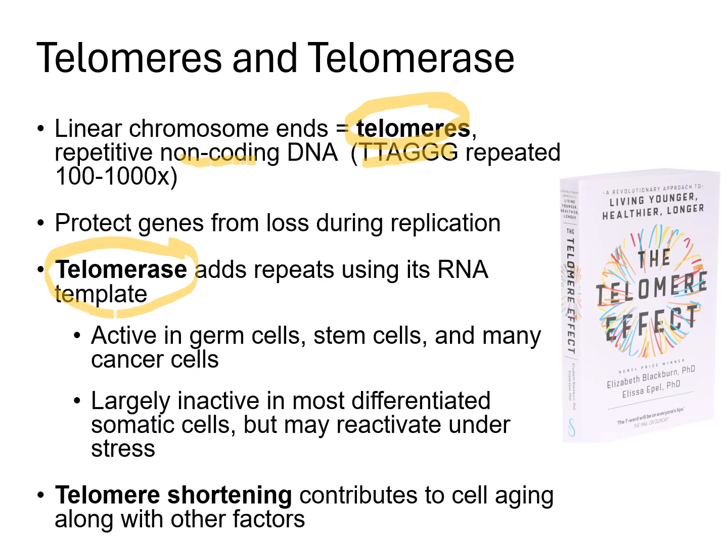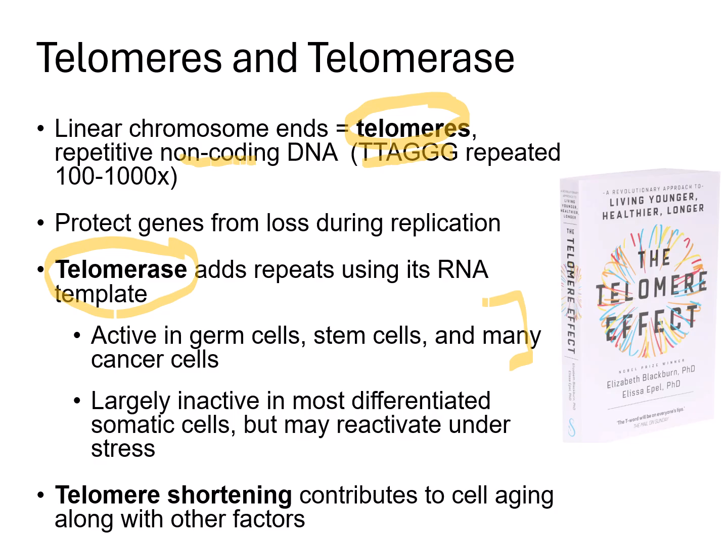length by adding new repeats using an RNA template that it carries inside itself, and I'll show you that in a bit. Telomerase is active in germ cells, stem cells, and many cancer cells, but largely inactive in most body cells, or somatic cells. When telomerase is not active, telomeres will gradually shorten, and that contributes to cellular aging.